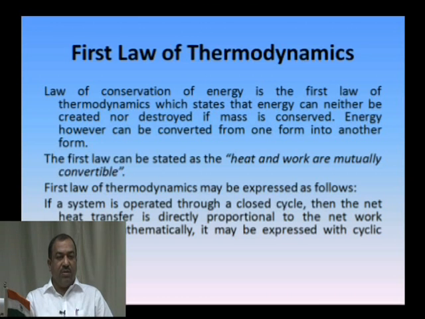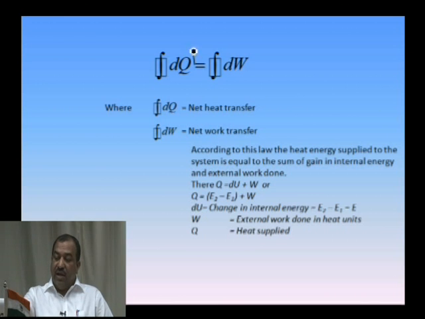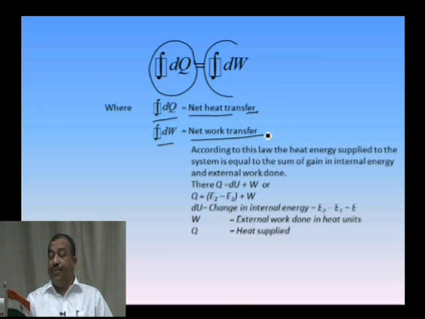First law of thermodynamics may be expressed as follows. If a system is operated through a closed cycle, the net heat transfer is directly proportional to the net work transfer. Mathematically, it may be expressed with cyclic integral as cyclic integral of heat equals cyclic integral of work done. Here, cyclic integral of heat is nothing but net heat transfer, cyclic integral of work done is net work transfer.